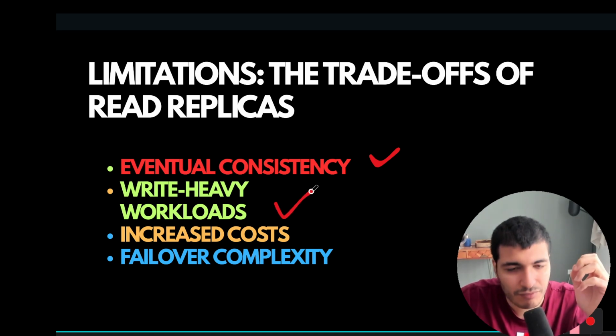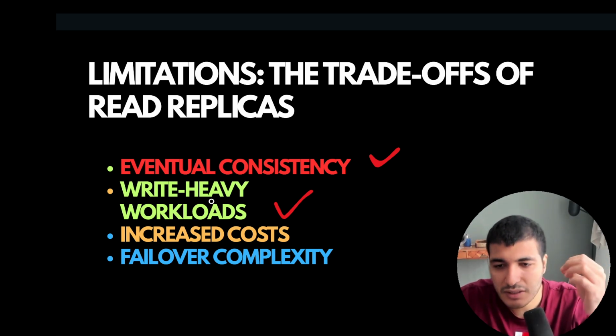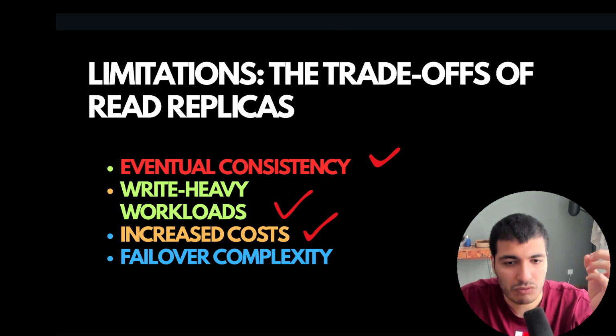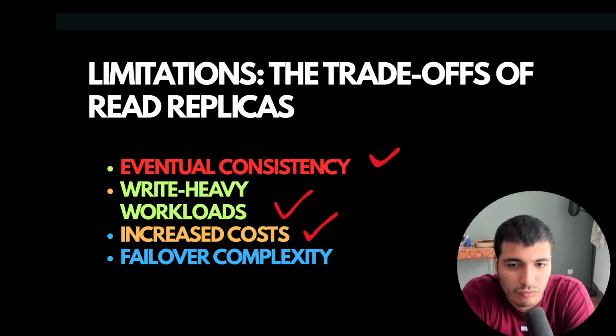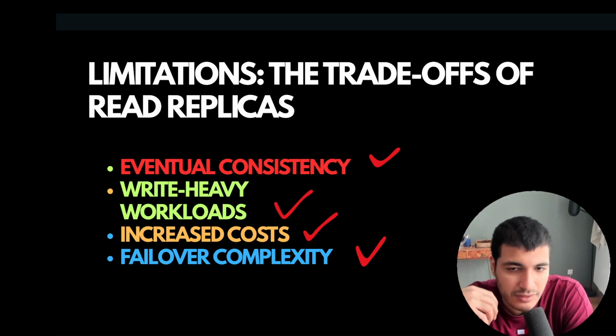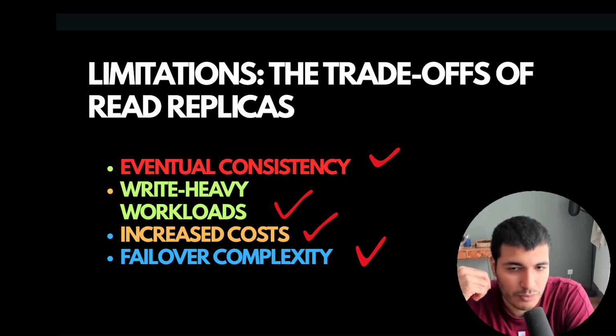Next, we have write-heavy workloads. Read replicas, as the name suggests, only help with read traffic. If your application is primarily write intensive, I guess this technique won't provide significant performance improvements for you. Next, we have increased costs. Running multiple database instances, the primary and one or more replicas, naturally leads to increased infrastructure and storage costs. Number 4, we have failover complexity. If the primary database fails, promoting one of the read replicas to become the new primary requires careful management. This can involve downtime and potential data loss if not handled correctly.